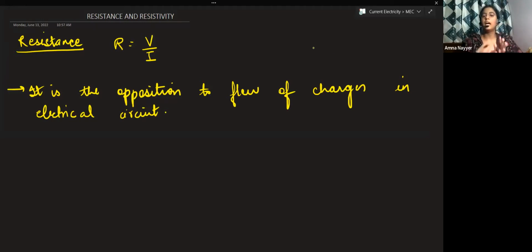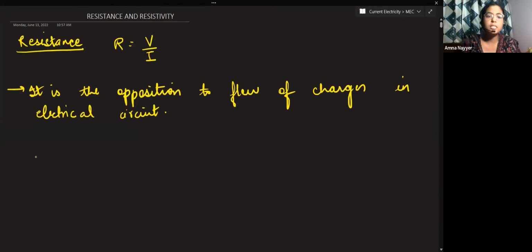All right. Now the derivation for it. This formula, R is equal to V divided by I, is not enough. You have to calculate in terms of number density, in terms of length, in terms of area, on all the quantities on which resistance depends.